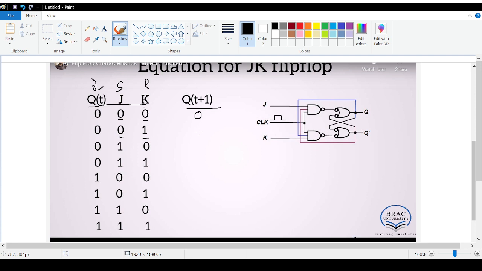Reset. Right, it will be reset. Reset means it doesn't matter what my current value is, my flip-flop will automatically become 0. Okay, we will only look at the current value if it matters. If I'm resetting it, then it doesn't matter.